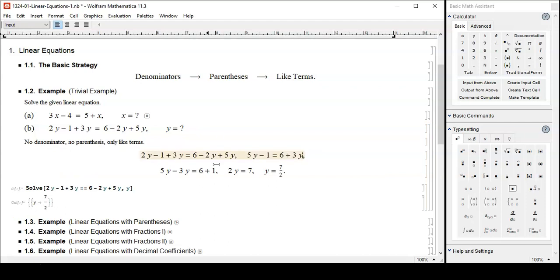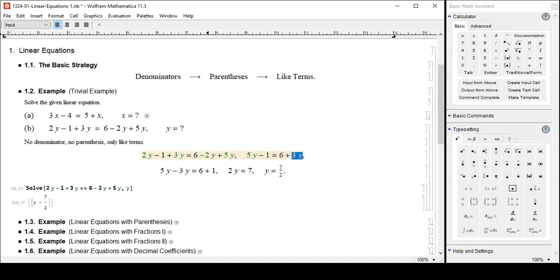Well, here we go. Here's the original problem. And then this 3y, and then 2y. Put those two together, and then we get 5y here, as highlighted in green. And then this negative 2y, and then this 5y.